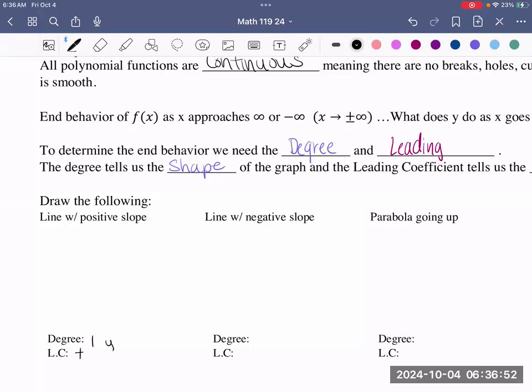Keep in mind, this means y equals mx plus b, where m is positive. So what kind of line will that give us? Well, that's going to be a positive line because your slope is positive. So we're going to be going like this.